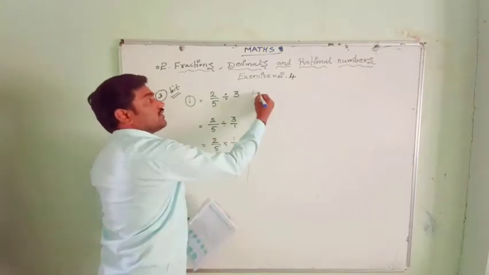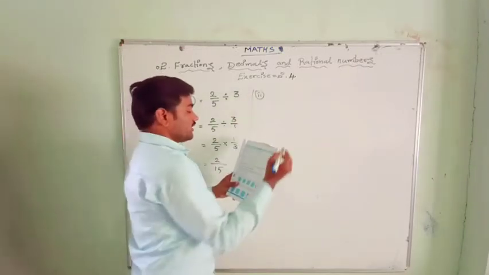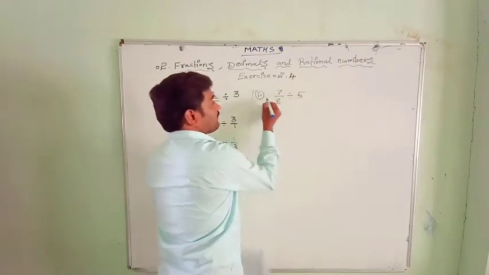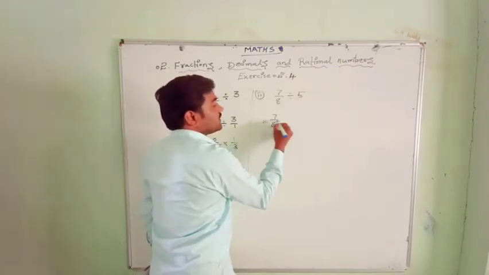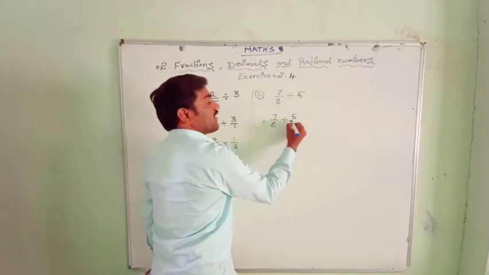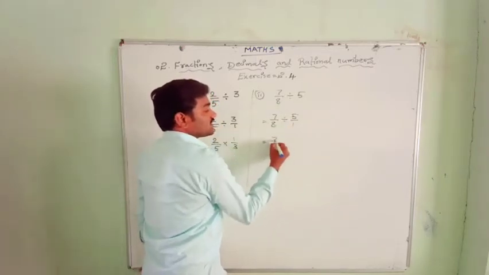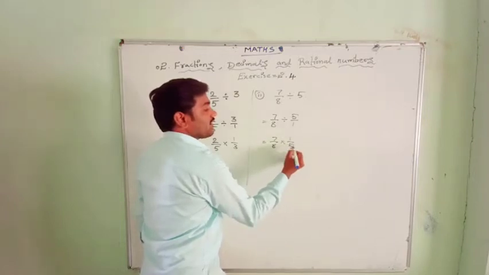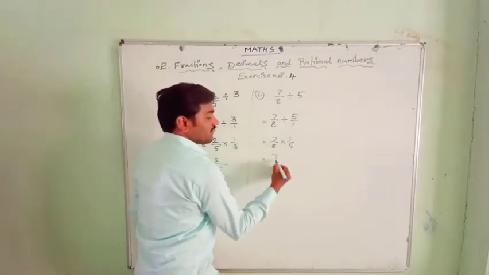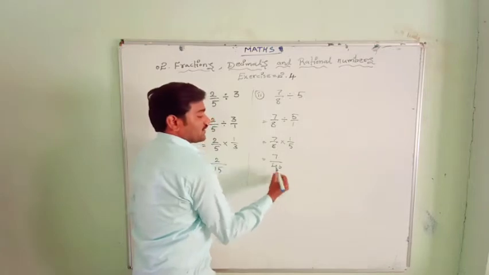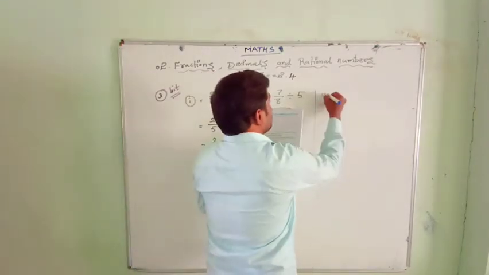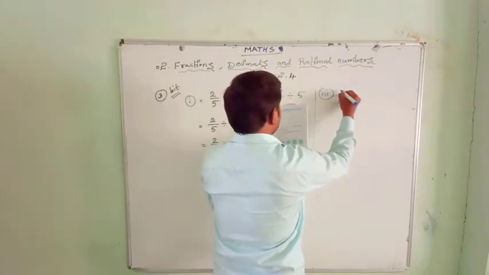Very simple. See, when you know the process of how to do it, it is very easy. 7 by 8 is divided by 5. So this 7 by 8 divided by 5 I will write as 5 by 1. Then here 7 by 8 into reciprocal of this, 1 by 5. Then 7 ones are 7, 8 5s are 40. Simple.